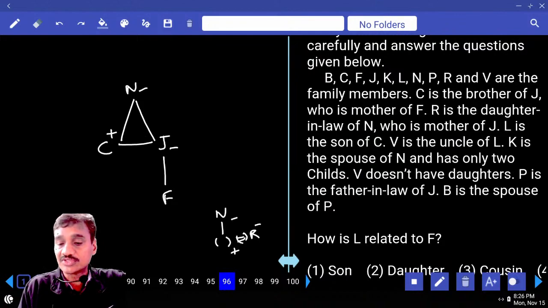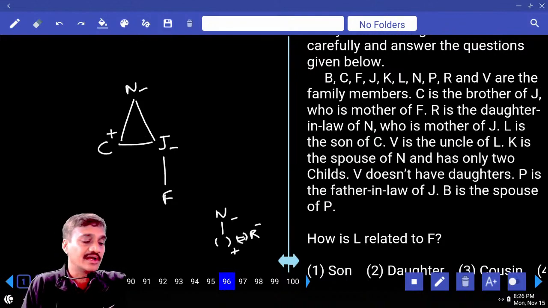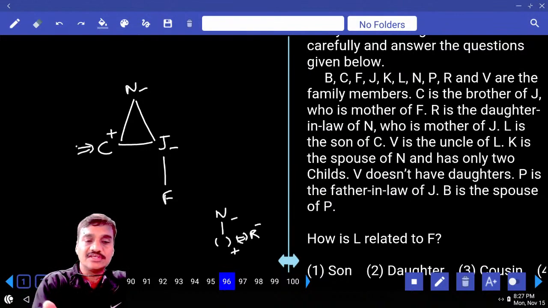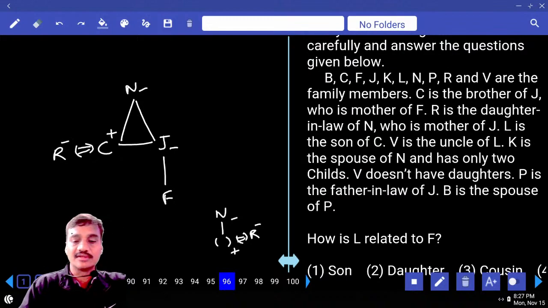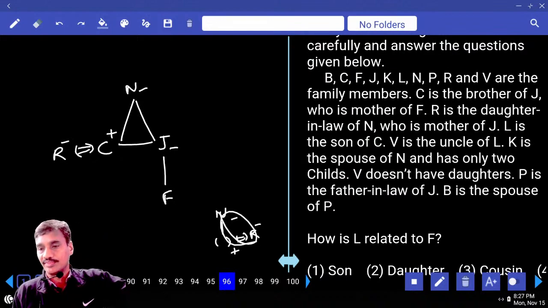Then what about this R? R is the daughter-in-law. Daughter-in-law means son's wife. Who is the son? C is the son. As C is the son, now this must be R. Information validation. Then next one.